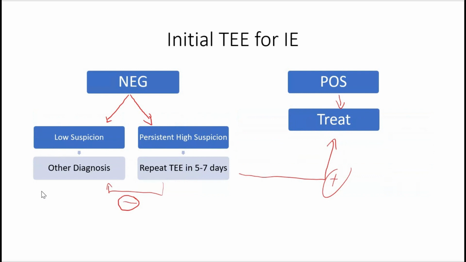Here, if you got an initial TEE positive, you treat. If it's negative and low suspicion, think about other diagnoses. If it's negative and still persistent high suspicion, you can repeat a TEE in 5 to 7 days. If it's still negative, consider other diagnoses. Positive, you would treat.